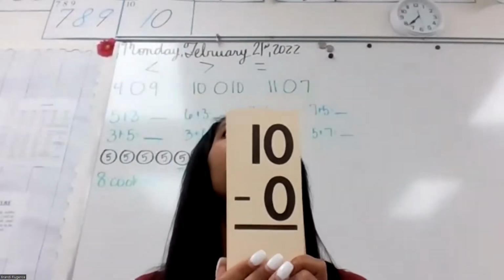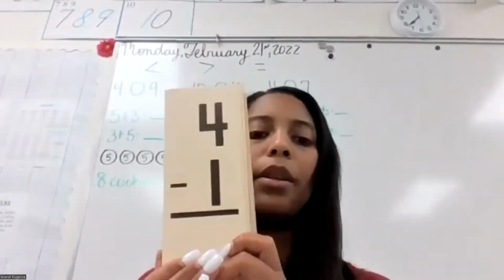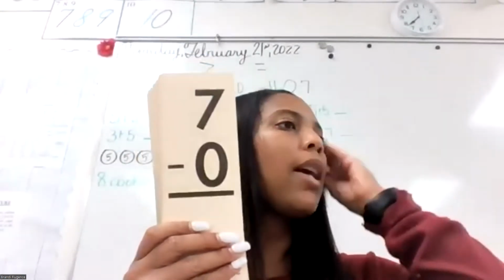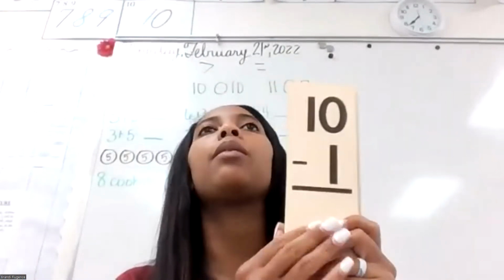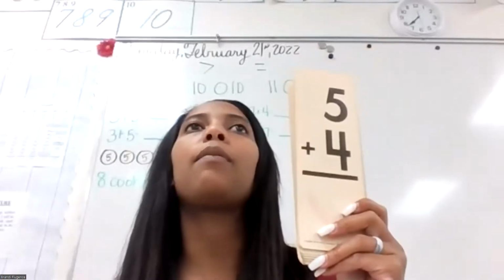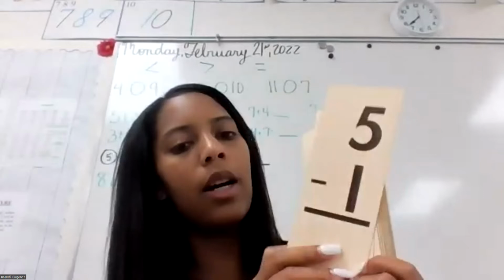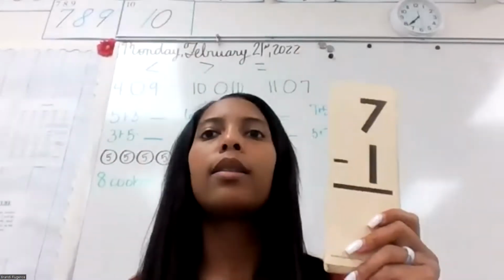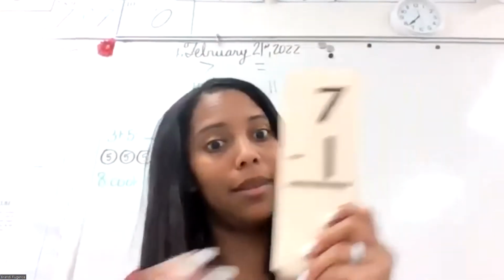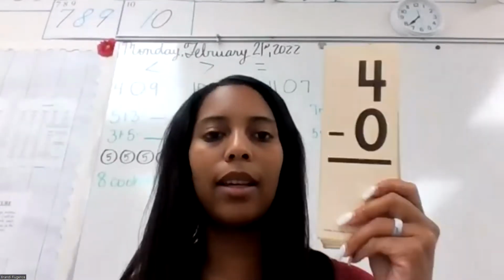10 minus 0 equals 10. 4 minus 1 equals 3. 7 minus 0 equals 10 minus 1 equals 5 plus 4 equals 5 minus 1 equals 4 plus 2 equals 7 minus 1 equals 7 minus 1 equals 6.